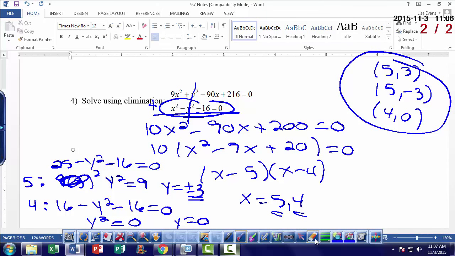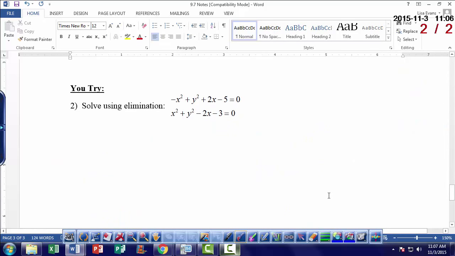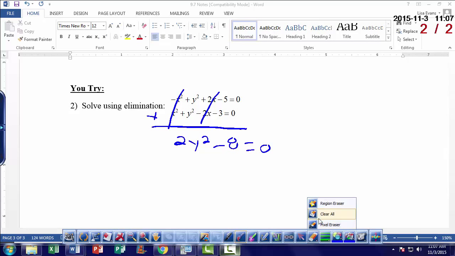Now, I do want you to pause the video and I want you to try the U-try on your own. I put a simple U-try. If you look at it and you go ahead and just start elimination, look what happens. This cancels and this cancels. So you end up with a problem where you don't even have to factor. You're going to end up with 2y squared minus 8, and you're easily going to be able to solve for y. Then take your y's, plug it back in, and find your x.